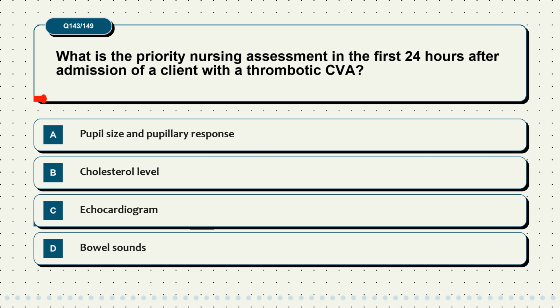Question 143. What is the priority nursing assessment in the first 24 hours after admission of a client with a thrombotic CVA? Here are the options. Option A. Pupil size and pupillary response. Option B. Cholesterol level. Option C. Echocardiogram. Option D. Bowel sounds.